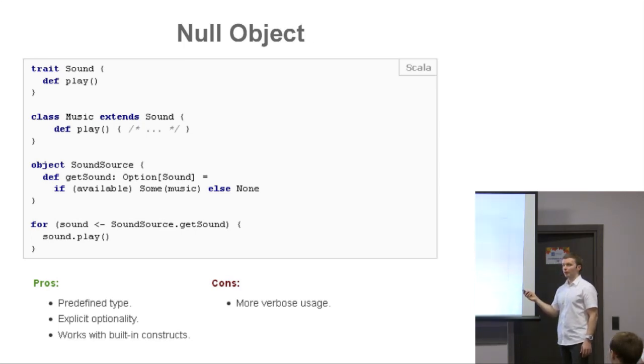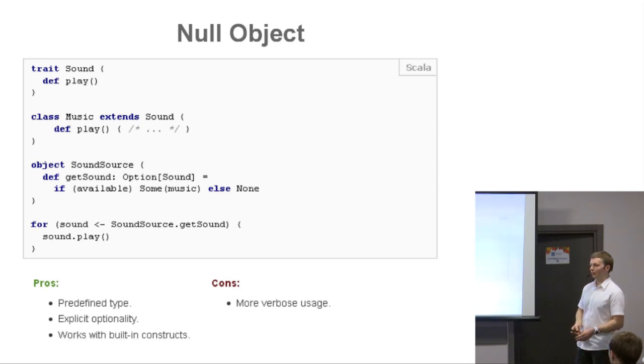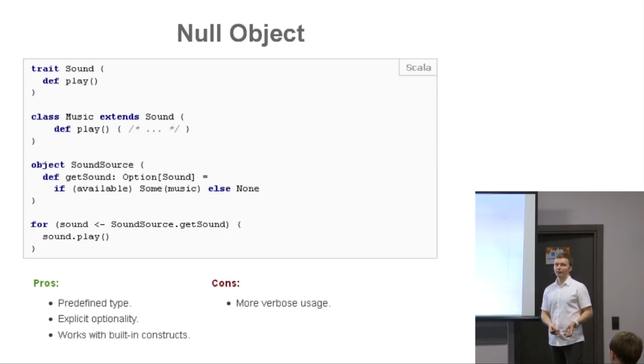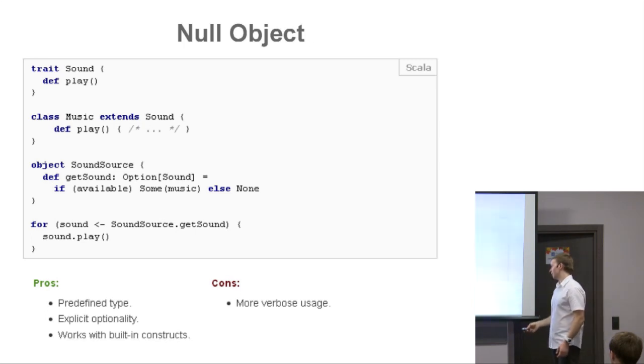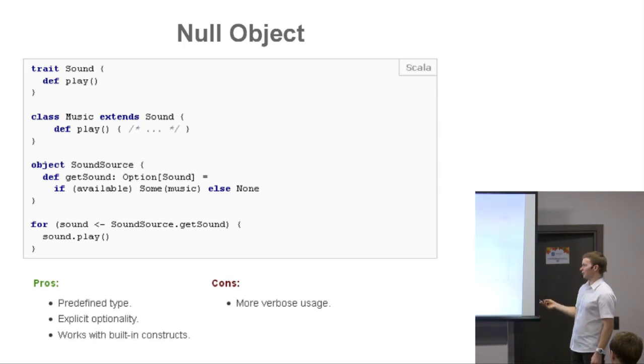And advantages are that our types are clear, so we know for sure that some references are optional. In Java, when we use null object pattern, we still have to think whether that method returns real nulls or null objects, and here we can avoid it and know for sure. And the con is that such usage is slightly more verbose.